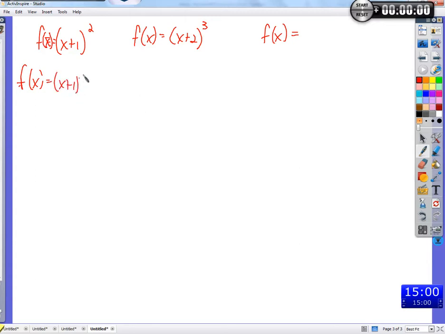x plus 1 times x plus 1, and we could view this as the first function and the second function, f prime times g plus g prime times f, or we could just FOIL these, x squared plus 2x plus 1.